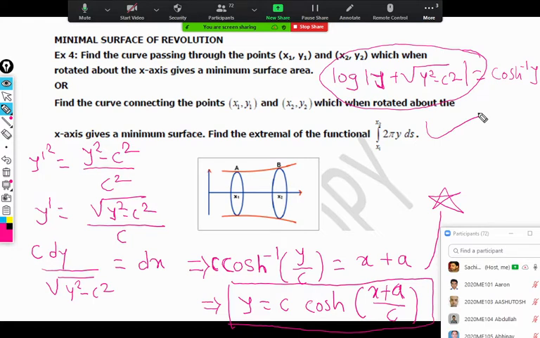So that is the curve for which the surface area is a minimum. It is not a curve like a straight line. When you rotate a straight line about the x-axis, it gives us a cylinder. You can also rotate a semicircle passing through those points, but that also does not give us a minimum surface area. The curve is like a catenary, something like this, and for that curve you will get the minimum surface area.